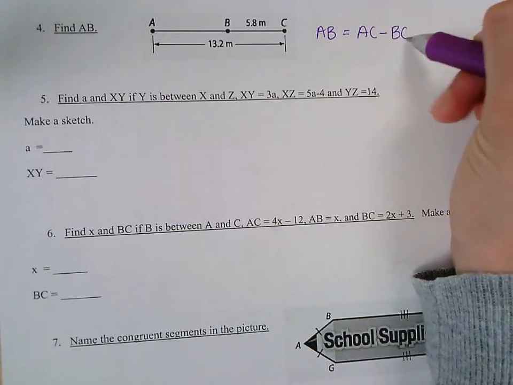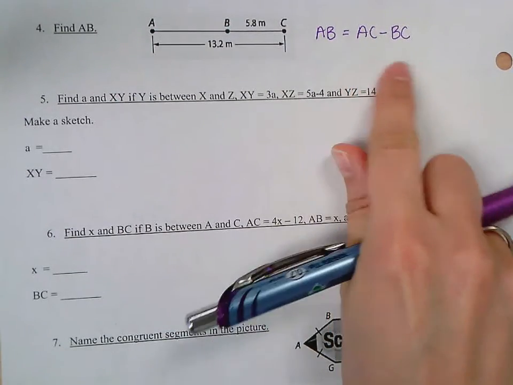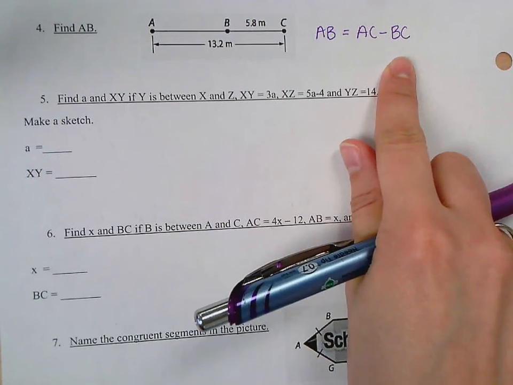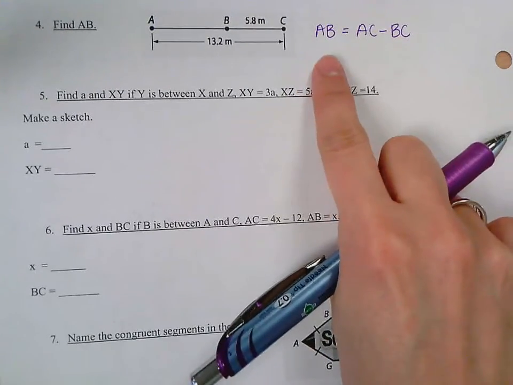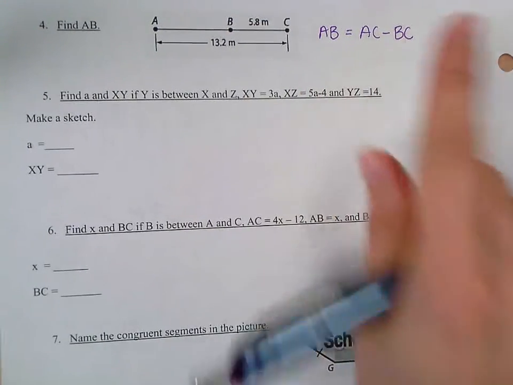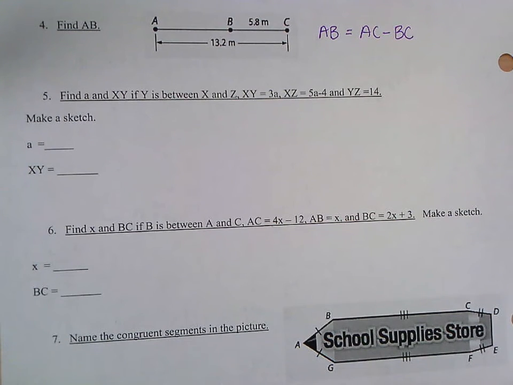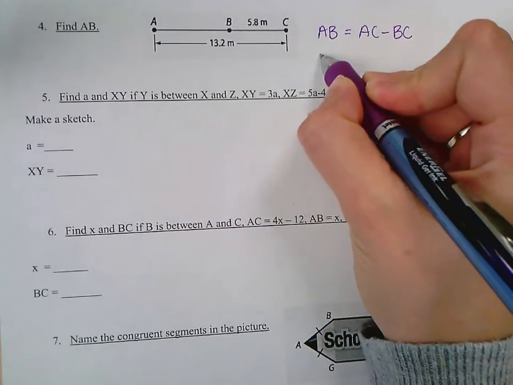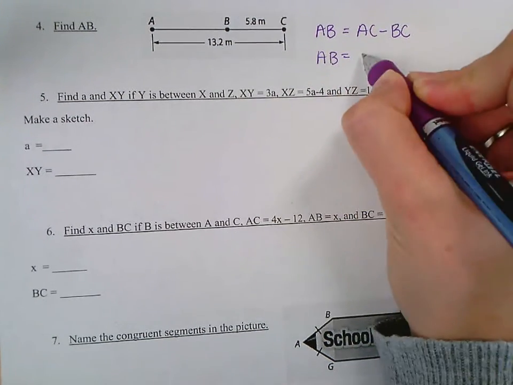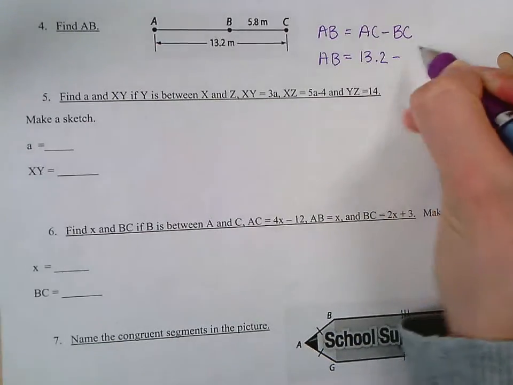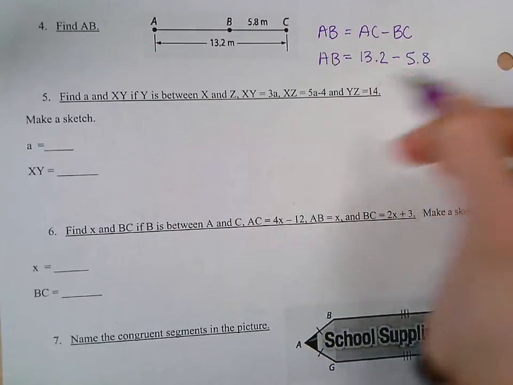Yeah. And again, this isn't necessary for me to see on your papers when I'm grading your work, but if this helps you, just understand, especially with the notation, you can certainly write that out. So I'm taking AC and I'm subtracting the BC part to get what's left over, AB. So I can plug in what I know. So AC is 13.2, and then I'm subtracting 5.8.